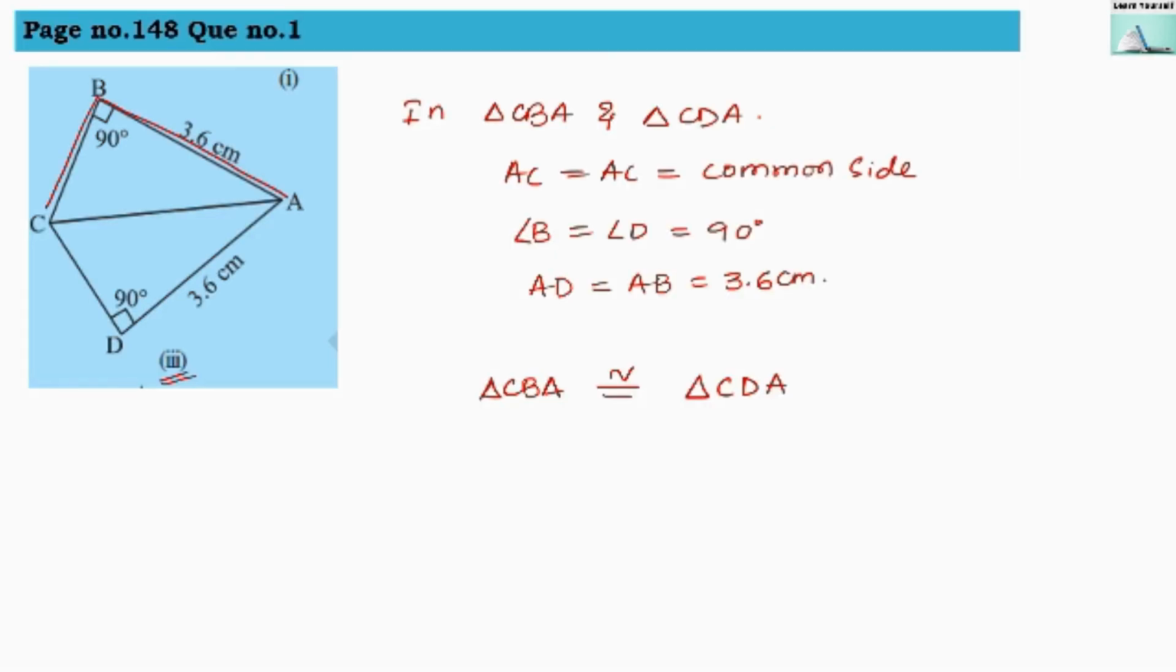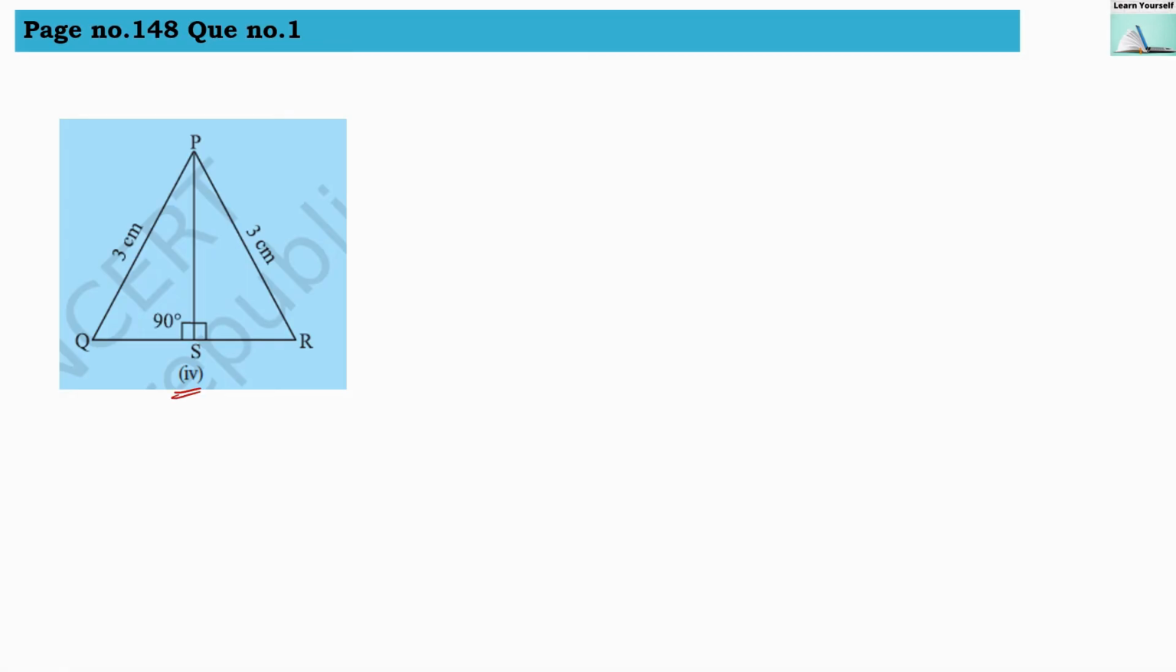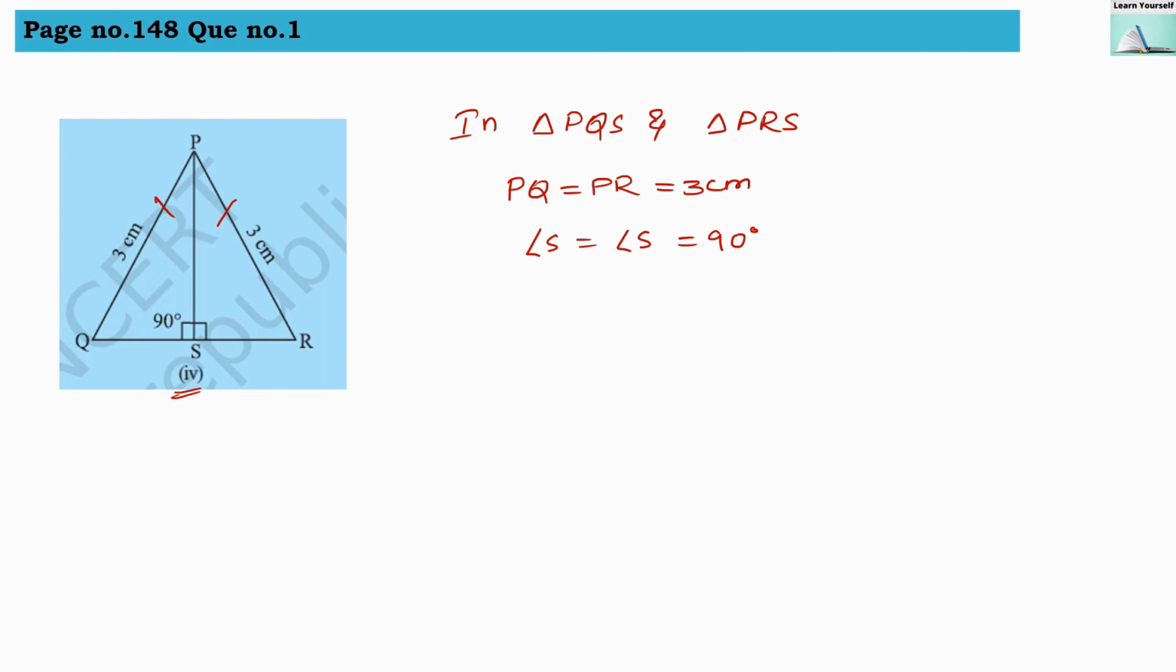Fourth numerical in these two triangles, triangle PQS and triangle PRS. Let us check. So PQ and PR, they both are equal to each other as they are 3 cm. Now angle S is common and it is 90 degree for both the triangles. And one more side, that is PS. So PS is common for both of these triangles.